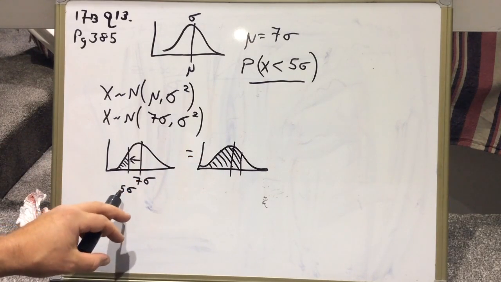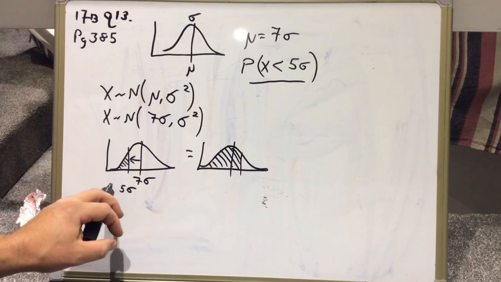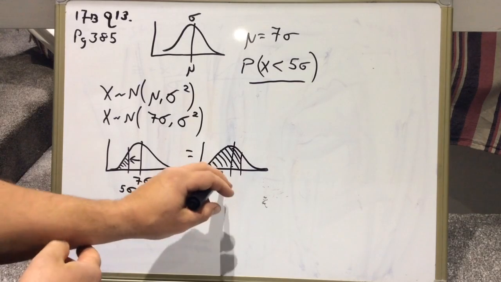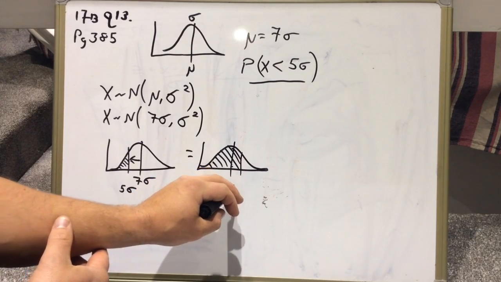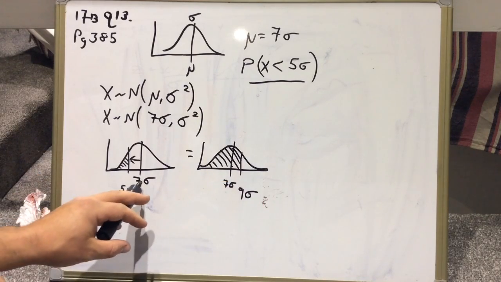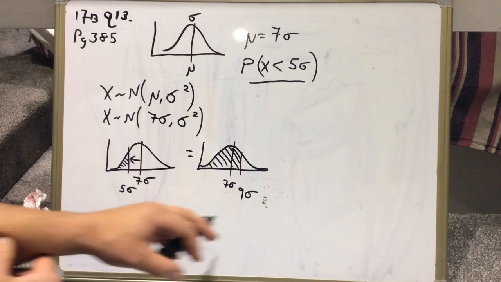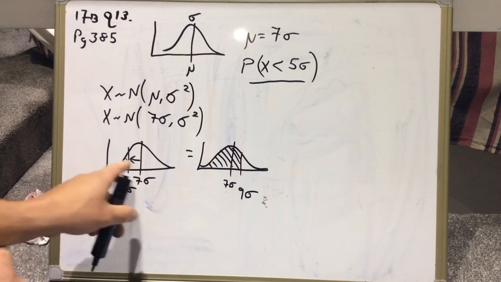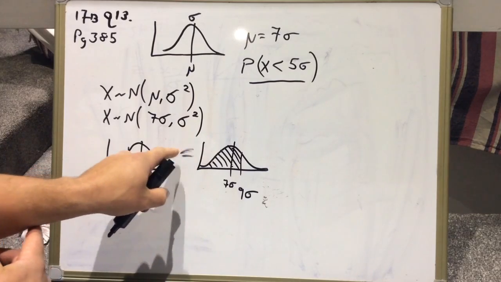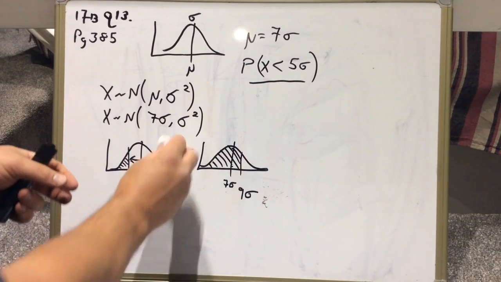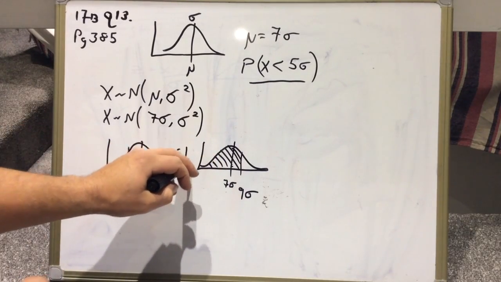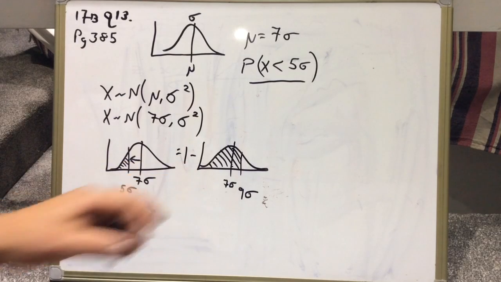This distance between 5 and 7 standard deviations is 2 below, so the same z value above that would be 2 standard deviations above 7, which indeed would be 9 standard deviations. So instead of 7 take 2, we've gone 7 plus 2 to get 9 standard deviations. But currently it says equal, and clearly the areas are not equal, so the way I'd make them equal would be to do 1 take away that area. So if I did 1 subtract that area, they would now equal each other.